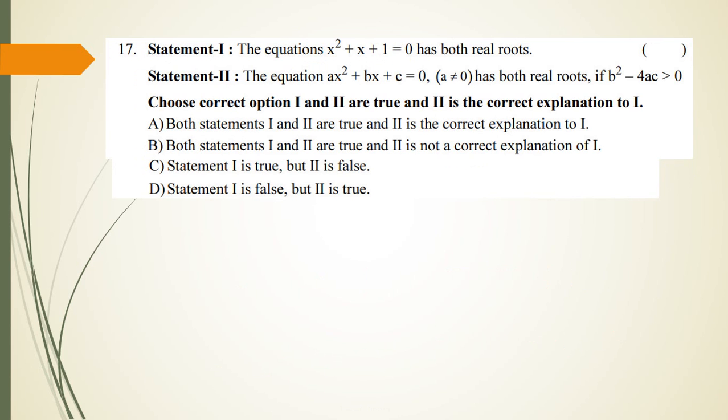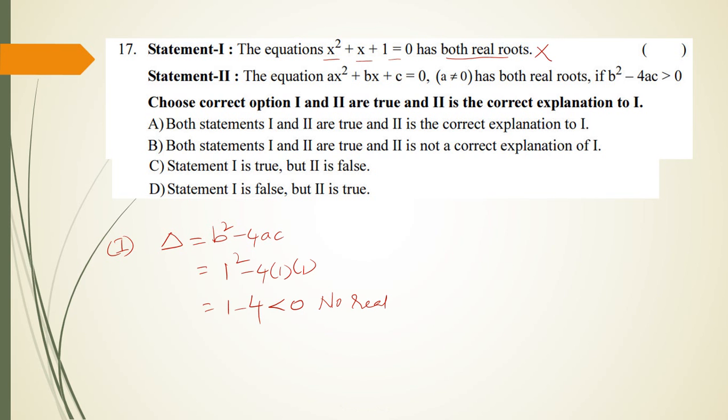So what he has given, the equation x square plus x plus 1 has both real roots. So how to check whether it has real roots or not? It is defined by the value of delta. So delta is equal to b square minus 4ac, no? So when I substitute the values, all the coefficients are 1s. So directly 1 square minus 4 into 1, so 1 minus 4. So 1 minus 4 means less than 0. So clearly it has no real roots. So clearly this statement is false.